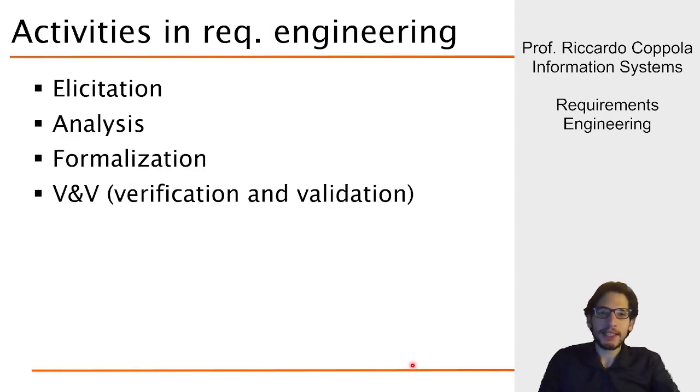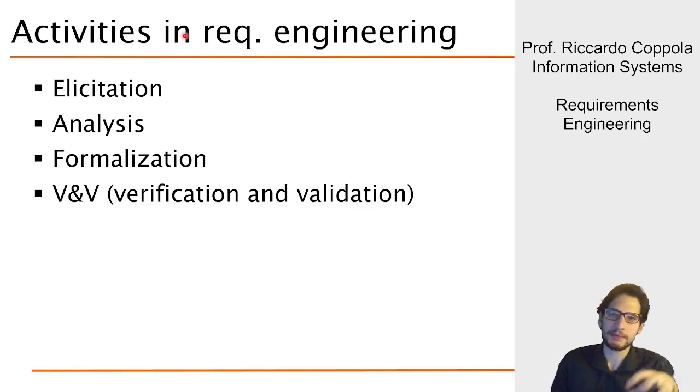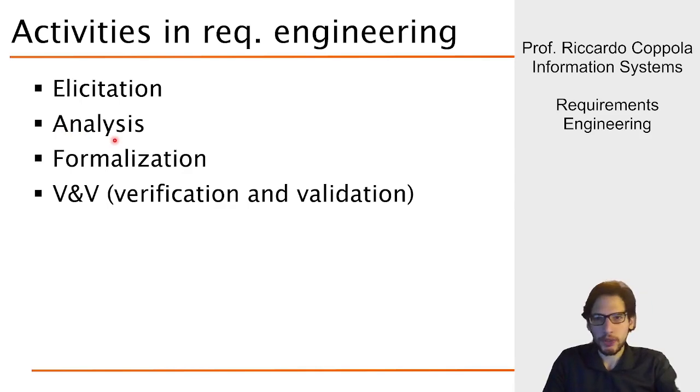The activities in requirements engineering will be substantially four, and we see that we have a first phase, which is called elicitation, which is a nicer way to say collection of requirements. It is related to the Latin word, which means extraction. And we will have a phase of requirements analysis after the elicitation to say, okay, these requirements look fine or not. We will have a phase of formalization, which means writing down the requirements in a proper formal document.